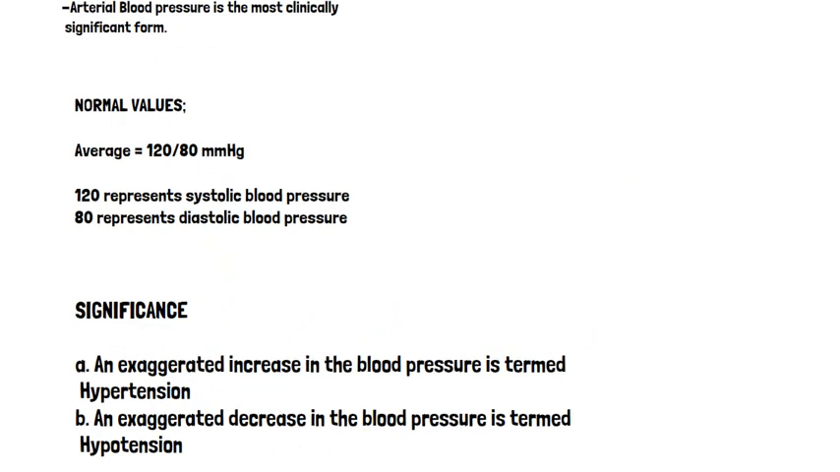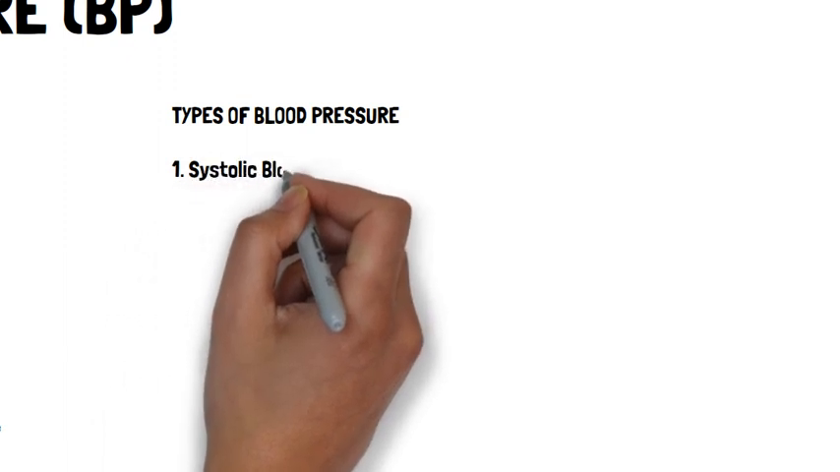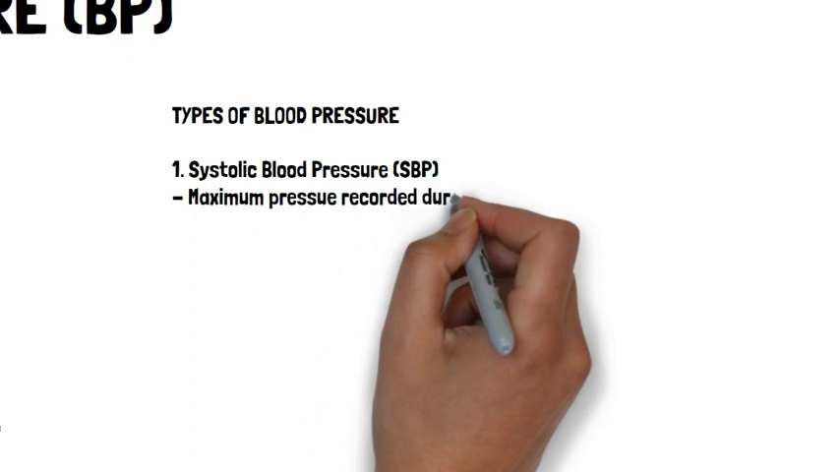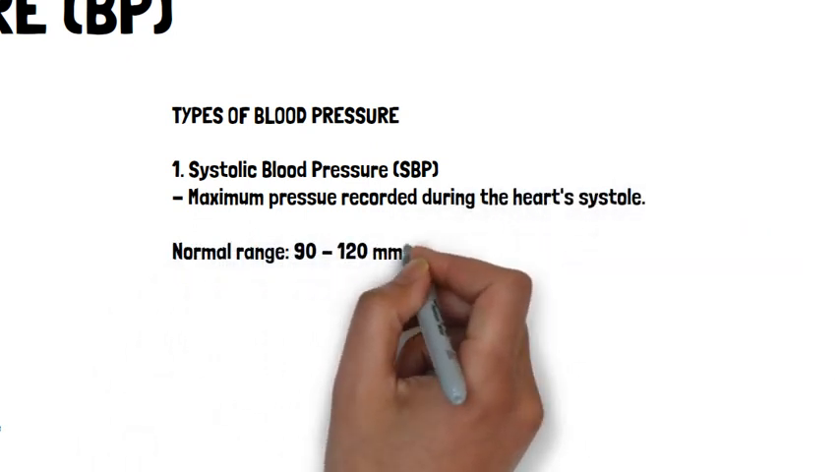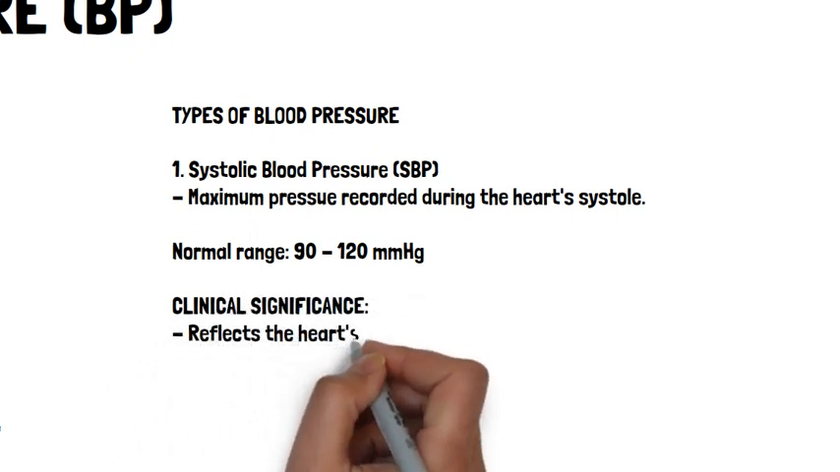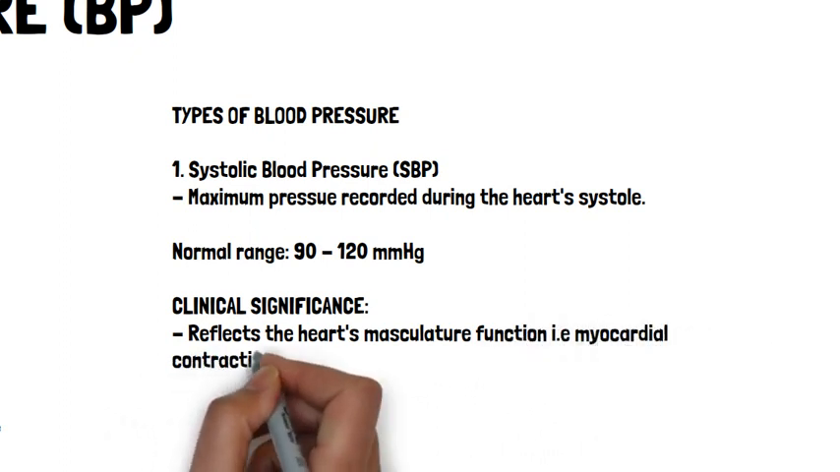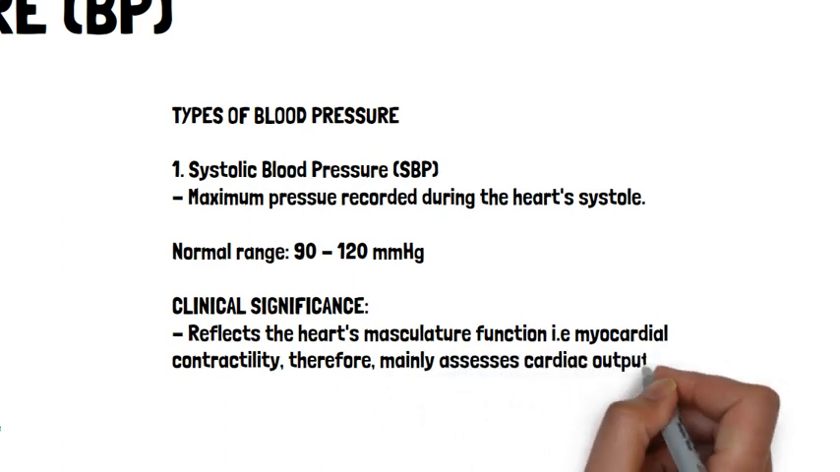Next, we will look at the types of blood pressure. First of all, we have systolic blood pressure. Now, this systolic blood pressure is the maximum pressure during the heart systole, that is when the heart is pumping. The normal values of this range from 90 to 120 millimeters of mercury. And the importance of this blood pressure is it reflects the heart's musculature function, that is, it reflects myocardial contractility. Therefore, it mirrors cardiac function, cardiac output.